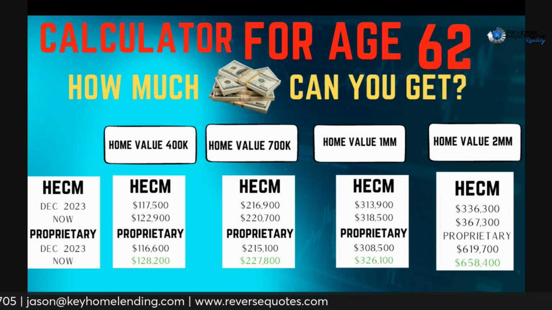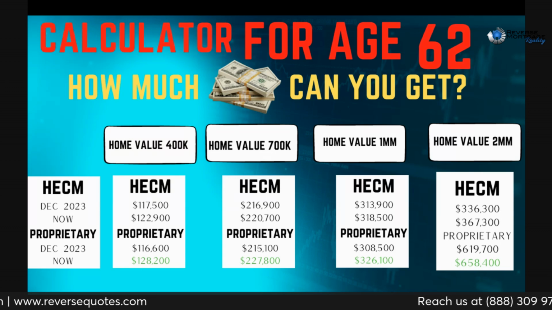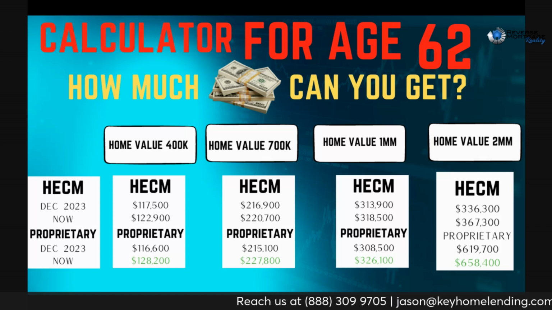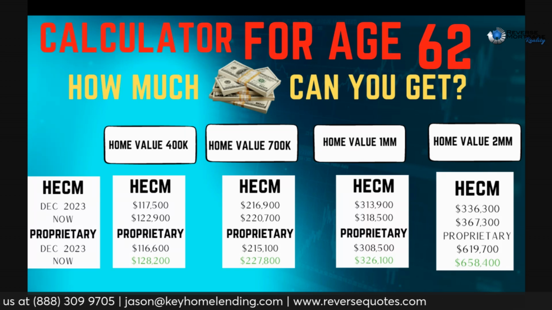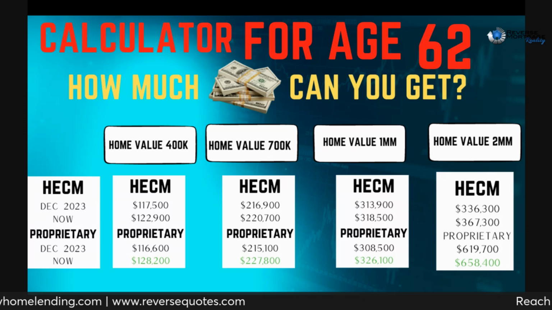Now, look at that. Age 62, you're looking at the HECM coming into play. Again, why is the HECM into play at age 62 where the proprietary is into play at 55? Tell me what you think. So HECM, you're looking at December 2023, it was 117 and change. Now it's 122, so it went up a little over $5,000.